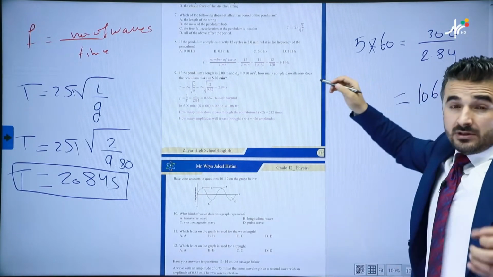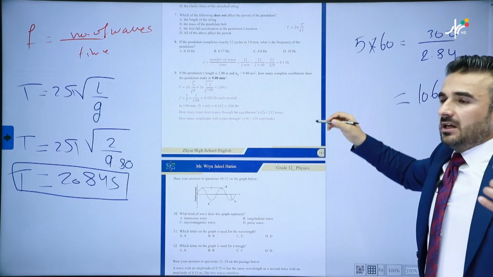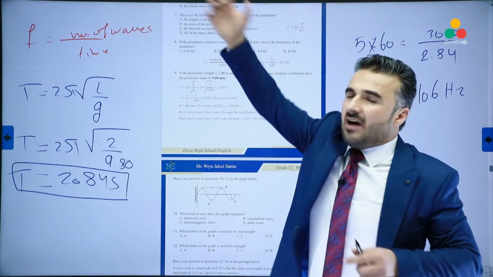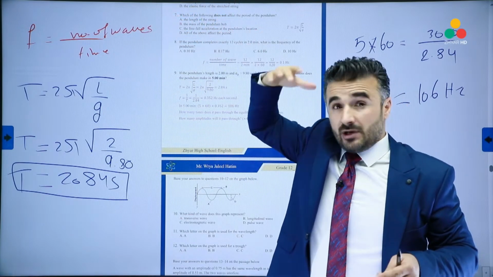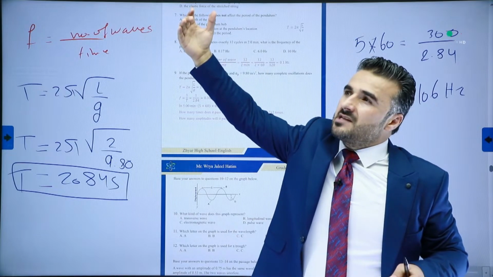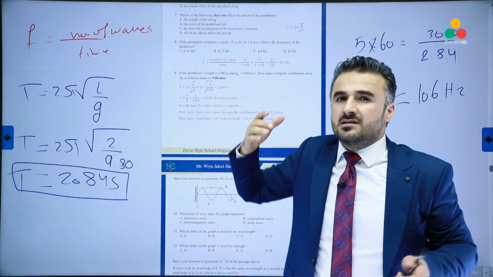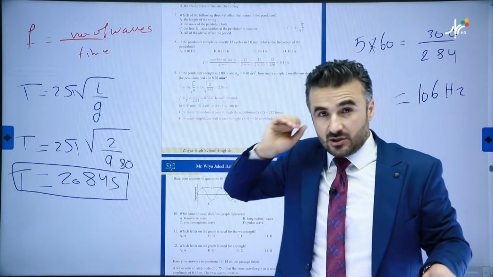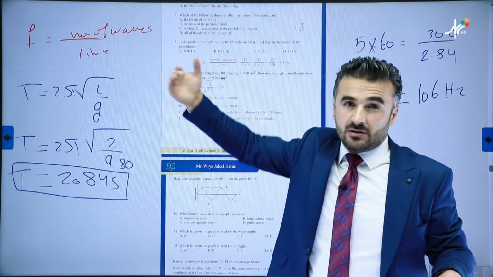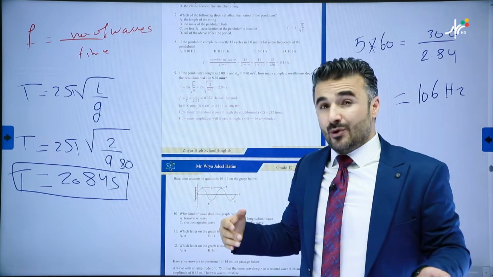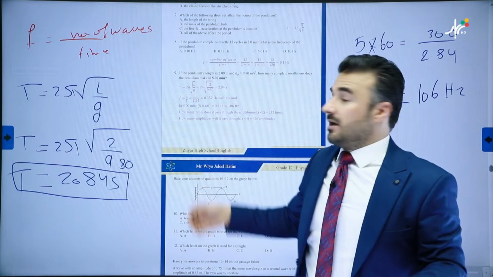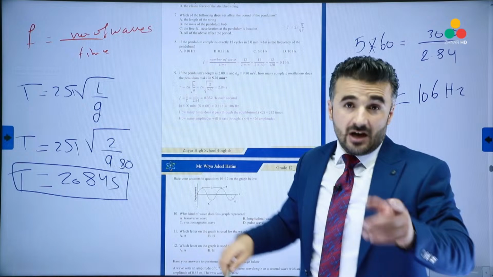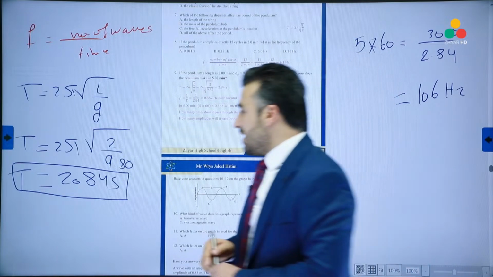So we found the period for one oscillation, and then we have 5 minutes, convert to seconds, 300 seconds. So in 300 seconds, how many 2.84 seconds do we have? In other words, 300 divided by 2.84 seconds, you'll get about 106 cycles or vibrations, you can say. That is one way. Another way is this.